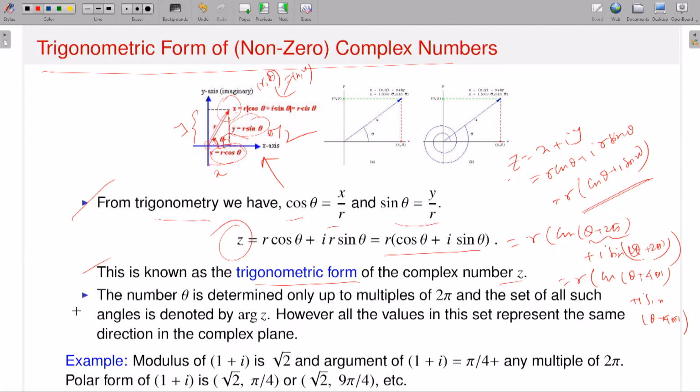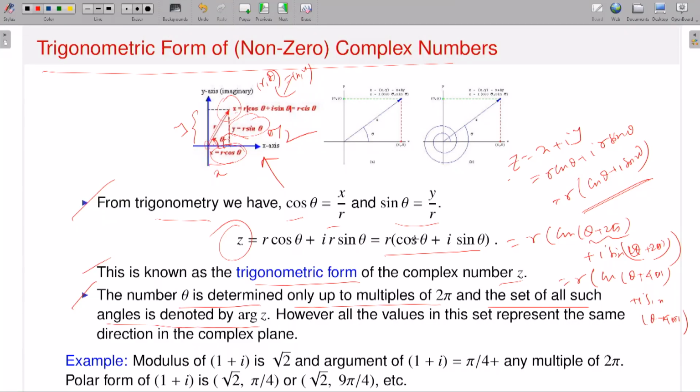That is why I am saying that the number theta is determined only up to a multiple of 2 pi, and it is quite clear because both sine and cosine are periodic functions of period 2 pi. The set of all such angles is denoted by capital Arg. So given a complex number Z, the argument of Z is actually a set. If theta is an argument of Z, then if I perturb it by 2k pi, it is also an argument, because I can write the same complex number in terms of cosine and sine functions, and these are 2 pi periodic functions.